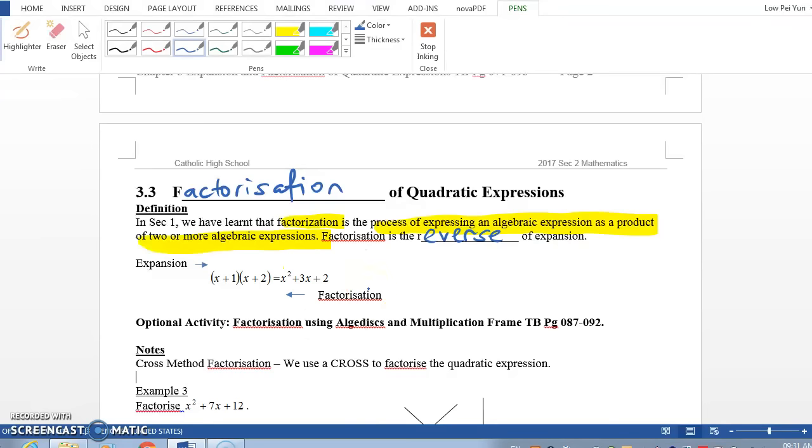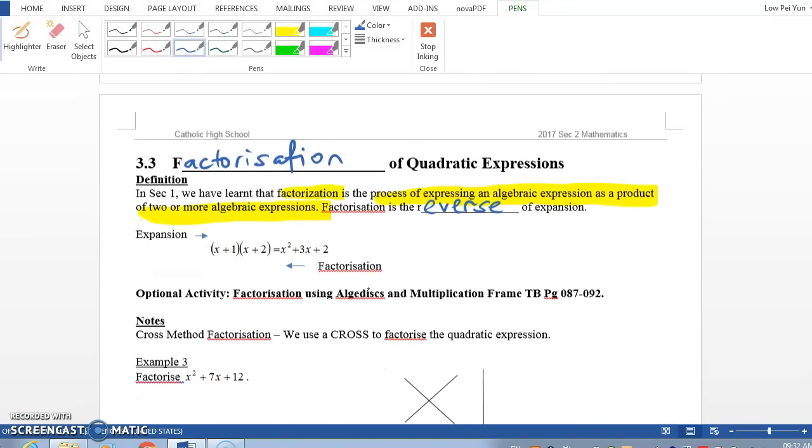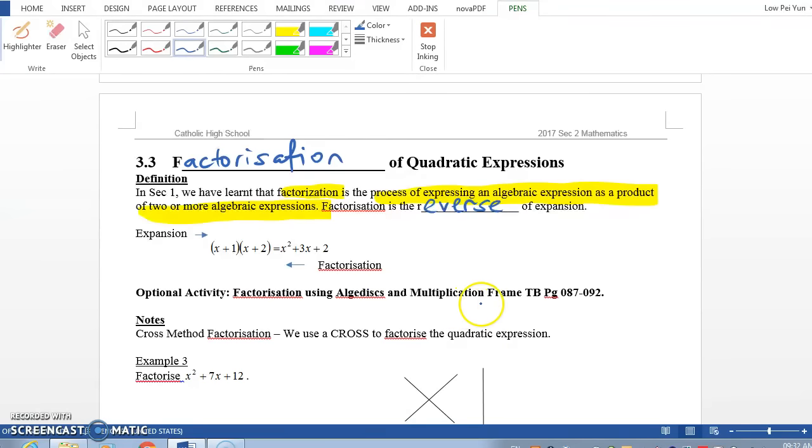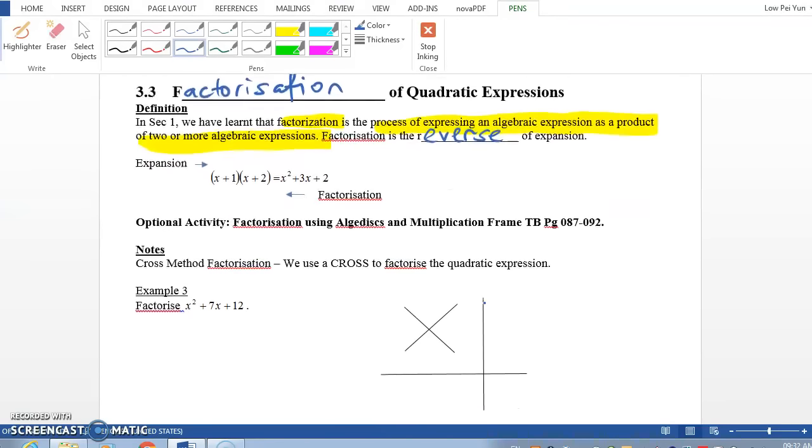Alright, so in our textbook, the method used is multiplication framework. Well, you can take a look at the teaching method yourselves, because I'm going to use the common cross method factorization. Cross method factorization. So what do we need? Of course we need a cross. So how does this work?